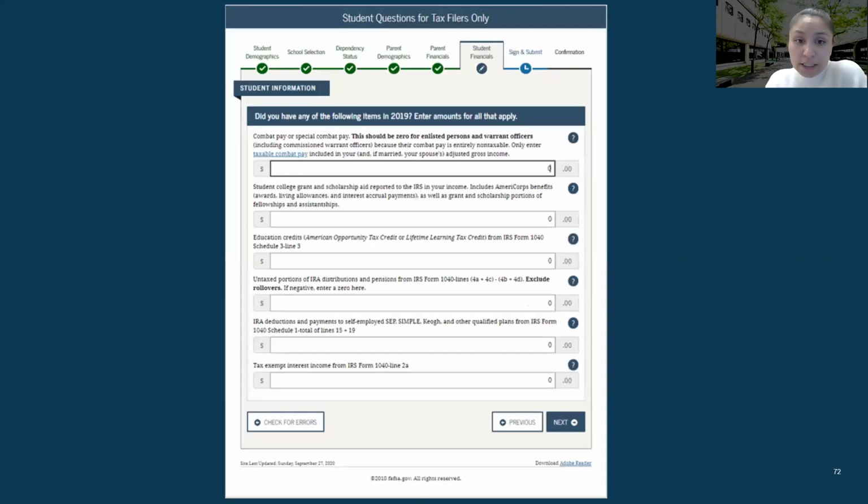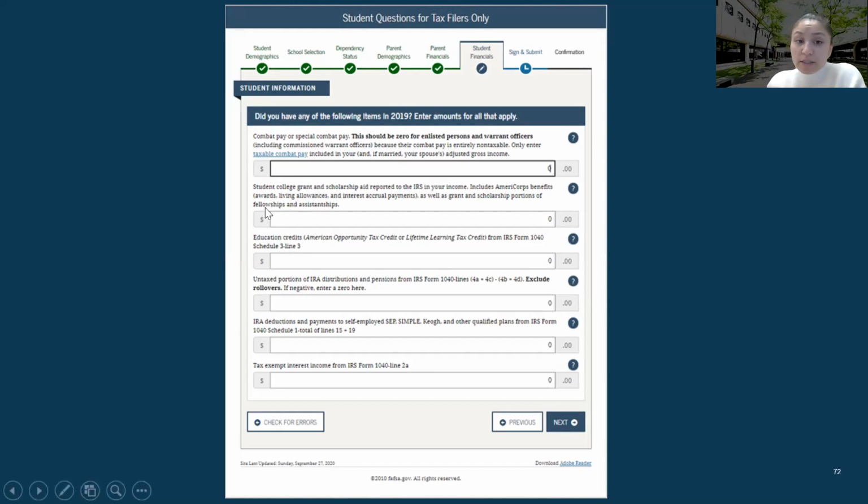The following question is, did you have any of the following items in 2019? So anything that you have earned throughout combat pay, educational credits, college grants that were reported to the IRS specifically, you will need to include. So we'll go line by line with this. So if you earned combat pay, you will want to make sure to include for the whole year of 2019 how much you got paid of combat on the first line.